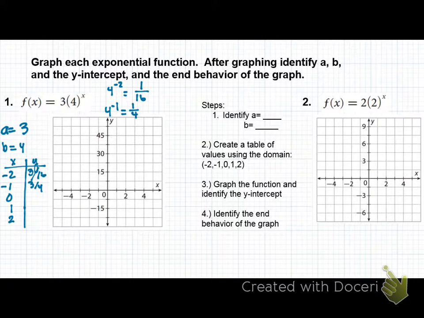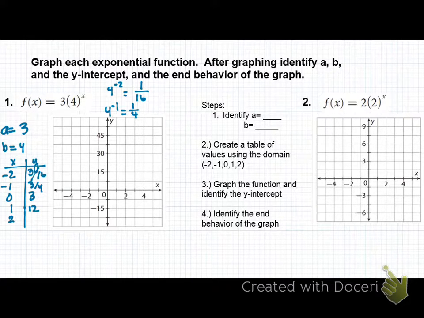Let's see. 4 to the 0 power. What's 4 to the 0? 1. Good job. 4 to the 0 is 1, and 1 times 3 is 3. Excellent. And then 4 to the 1st, of course, is 4.